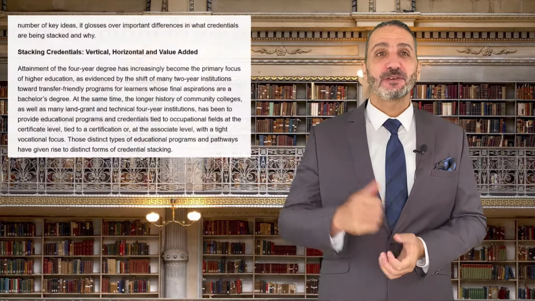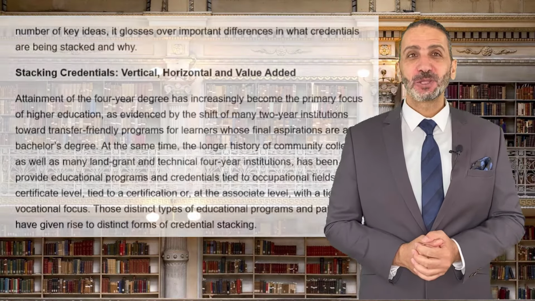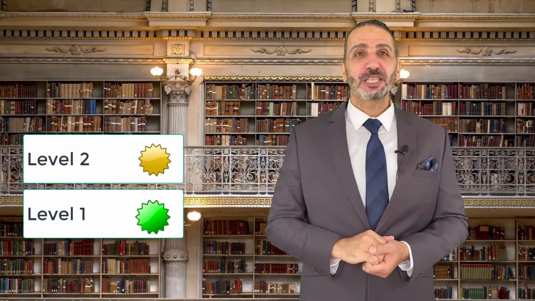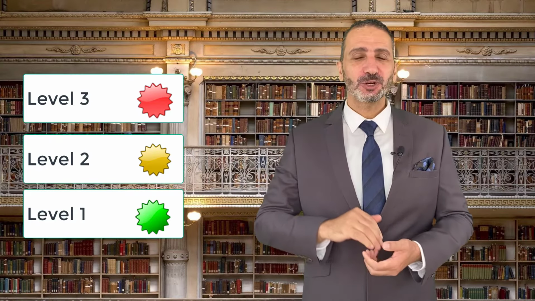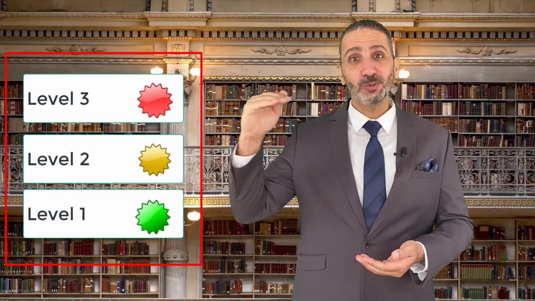They divide the stackability into three types: vertical, horizontal, and value-added. When they say vertical stacking, they mean that you are going to take micro-credentials that you can layer on top of each other so that they can build on top of each other. So we were talking about micro-credential in a particular area, 1.1, 1.2, 1.3, 1.4. And by the time you finish that and you stack them together, you have something that is much bigger.